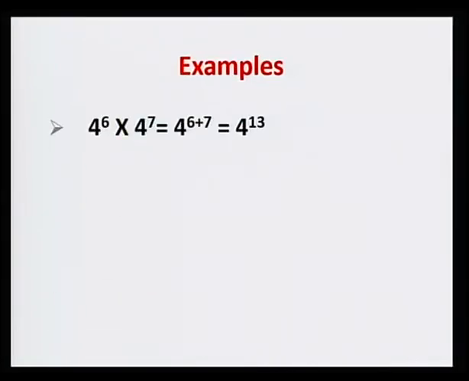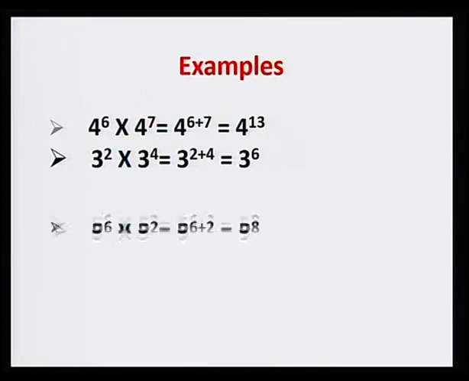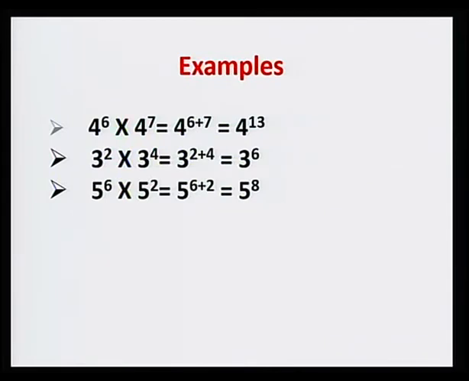4 raised to the power of 6 multiplied by 4 raised to the power of 7 equals 4 raised to the power of 6 plus 7, which is 4 raised to the power of 13. 3 raised to the power of 2 times 3 raised to the power of 4, while adding 2 and 4, we have 3 raised to the power of 6. Again, for this number, where we have 5 raised to the power of 6 multiplied by 5 raised to the power of 2, the answer is 5 raised to the power of 8, because we have added 6 and 2.